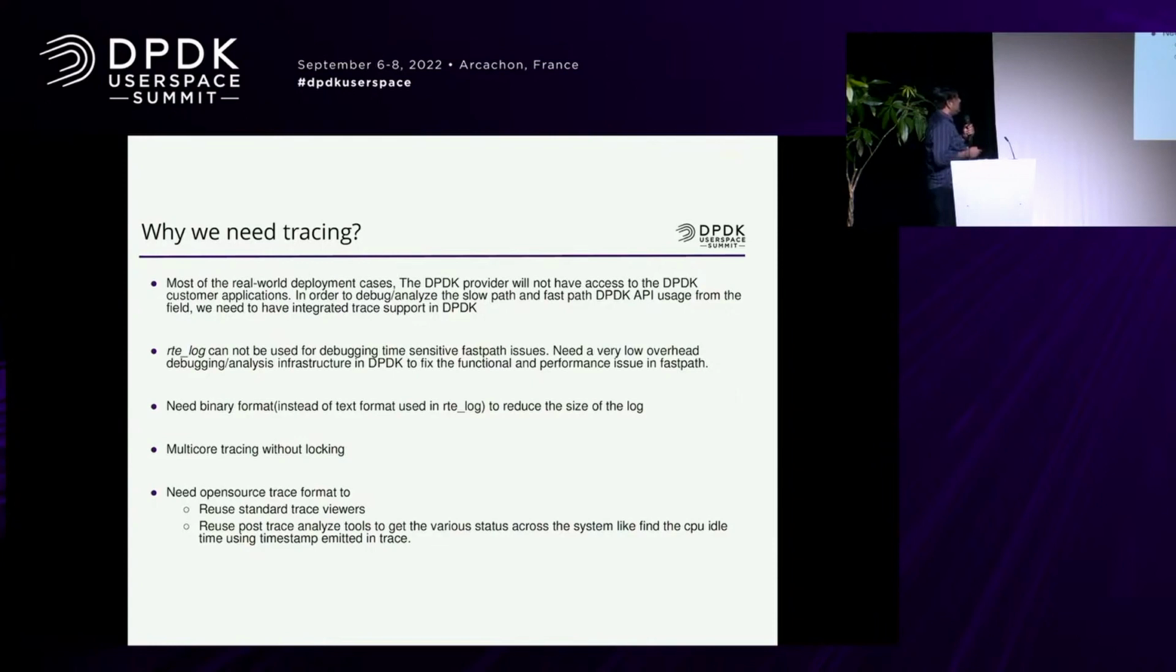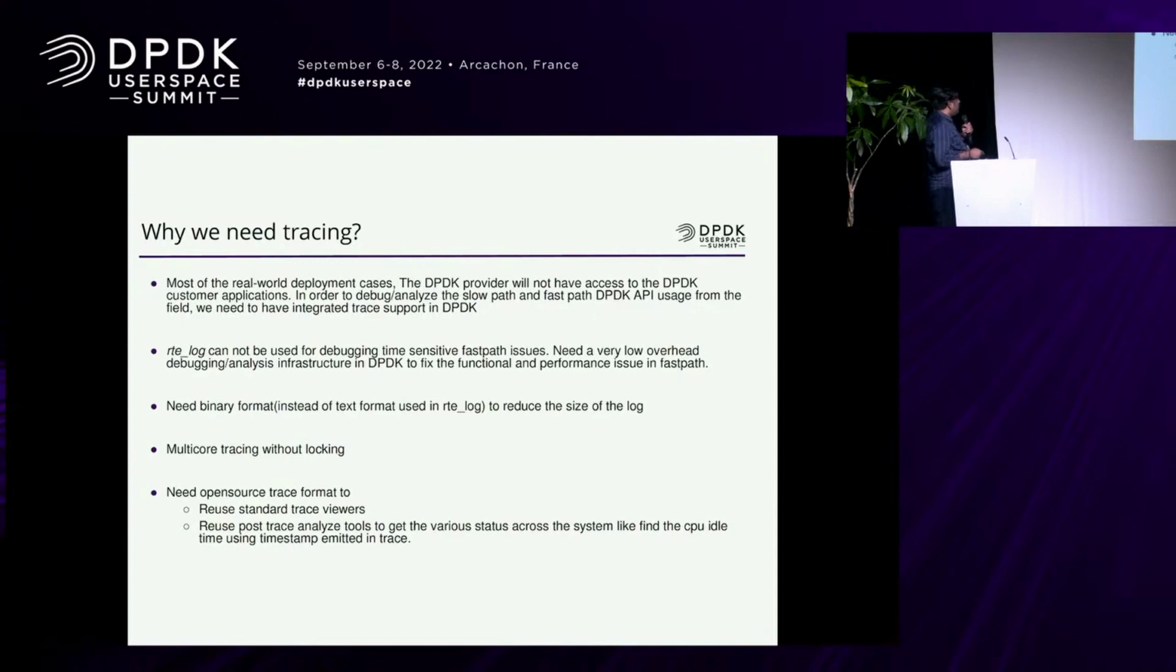Another thing is that RT log uses a text format, and this is going to use a binary format to reduce the log size and increase the amount of data we can capture in a given period of time. So that's using a binary format. And it's supporting multi-core tracing without locking. I will get into the specifics of how we are able to do that. So we don't need to have a lock, so it's extremely fast, even in multi-CPU scenarios.